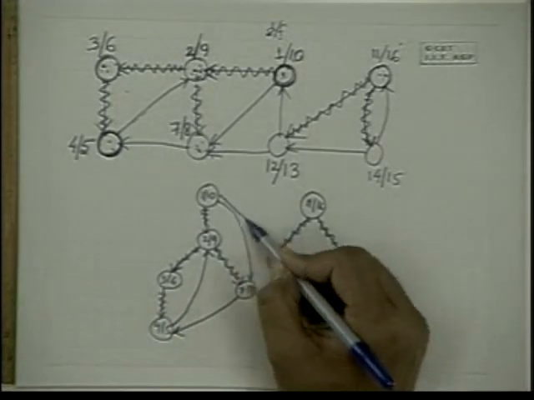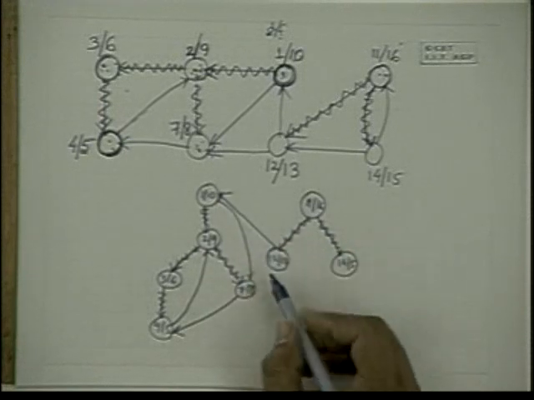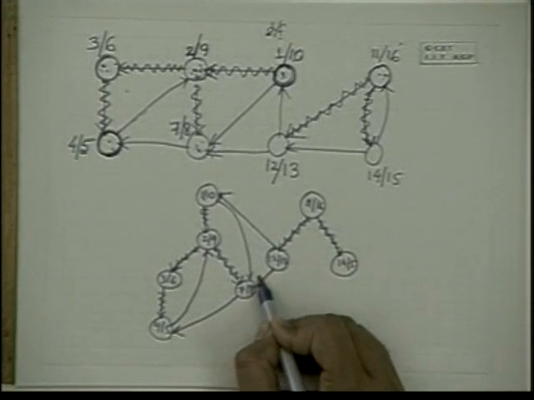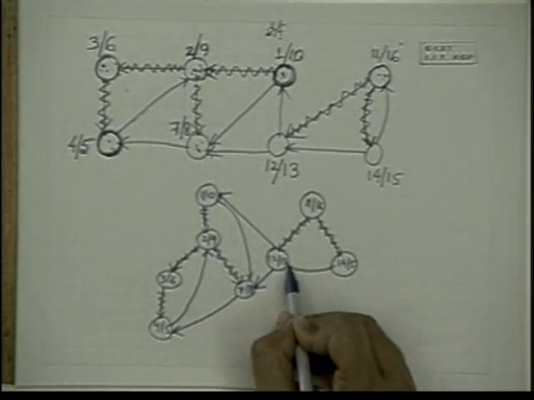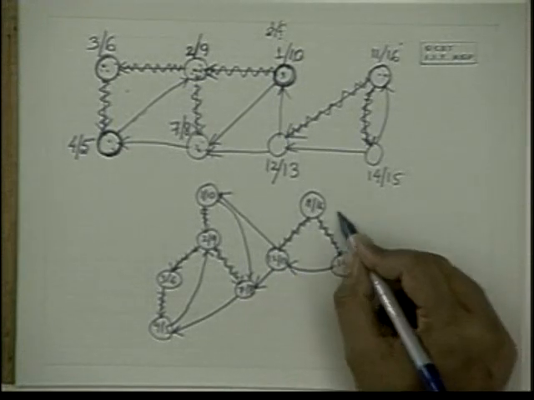Now from this one to this there is an edge. This one to this there is an edge. There is an edge like this. There is an edge like this.